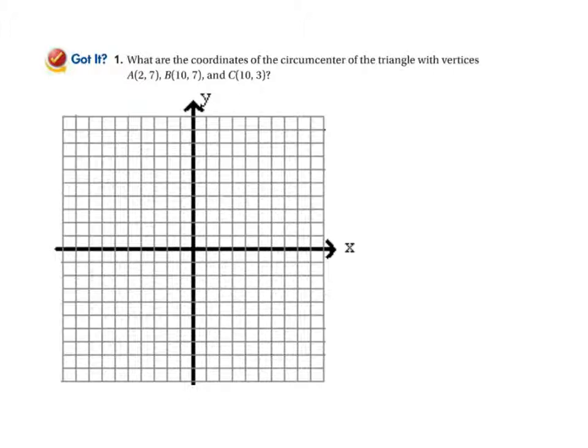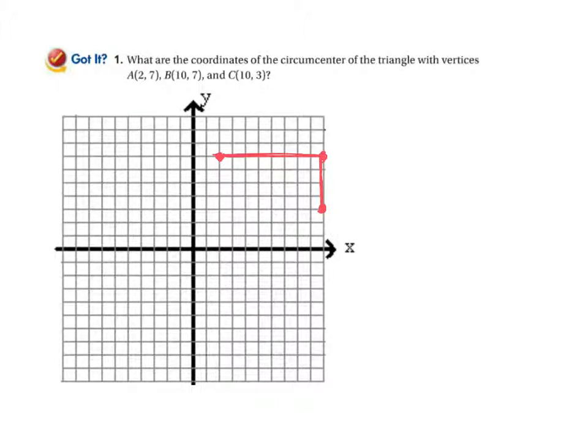All right, let's look at this on a graph. It says, what are the coordinates of the circumcenter of the triangle with these vertices? All right, let's plot those points. A is at (2, 7). Put a dot there on your graph. B is at (10, 7). That's right here. And then C is at (10, 3). Those 3 points create this triangle. Let's go ahead and draw the triangle.